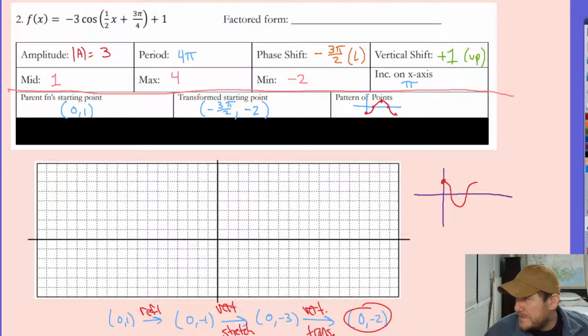I'm going to continue my tradition of marking the midline, min, and max. So our midline is going to be at 1. We are just going to go by 1. So there's my midline. We said the max was going to be 3 units up from there. So here, rats.